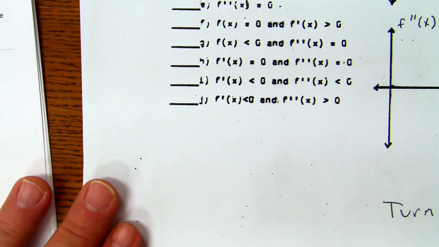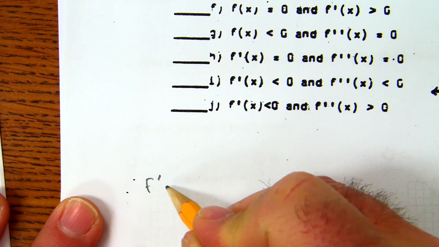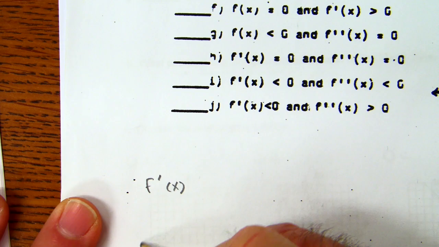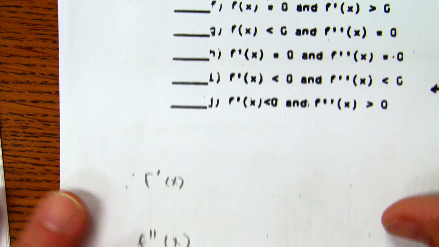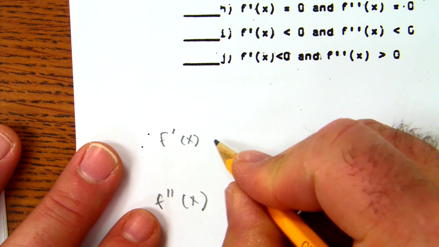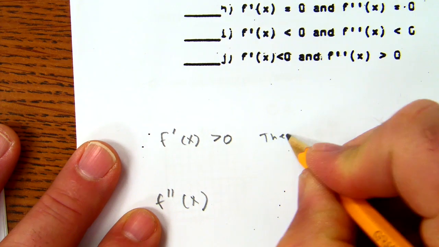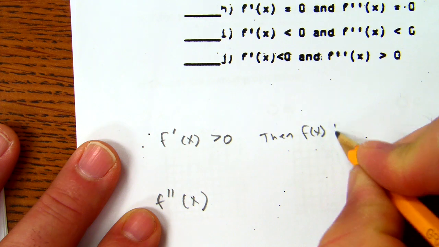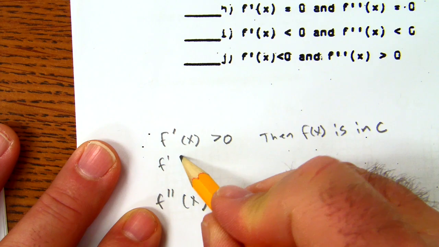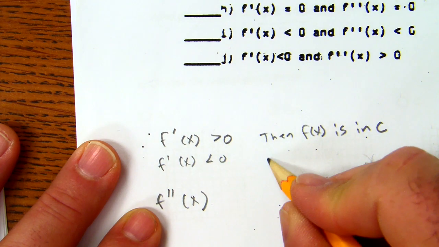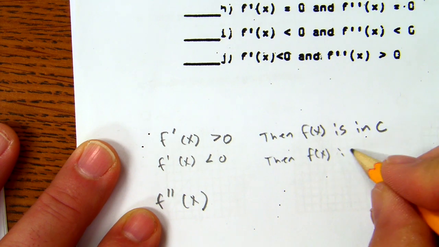But here's what you have to know. A big chunk of chapter 4 was this. If you take derivatives, like the first derivative and the second derivative of the original function, it tells you stuff about the original function. So wherever the first derivative is greater than 0, or positive, then the original function is increasing. Wherever the first derivative is negative, less than 0, then the original function is decreasing.